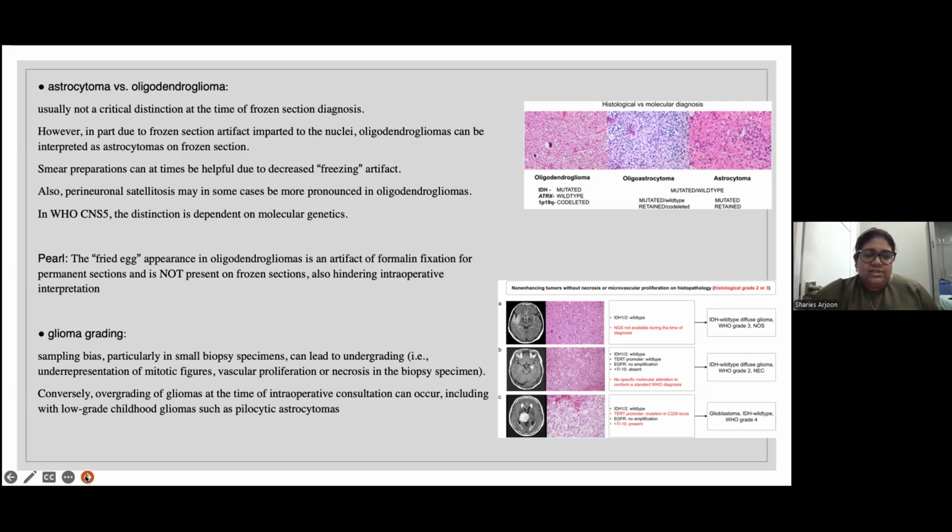With regard to glioma grading, the sampling bias, particularly in a small biopsy specimen, can lead to undergrading, and that is underrepresentation of the mitotic figures, vascular proliferation, or necrosis in the biopsy specimen, and conversely, overgrading of gliomas at the time of intraoperative consultation can occur, including with low-grade childhood gliomas such as pilocytic astrocytomas.